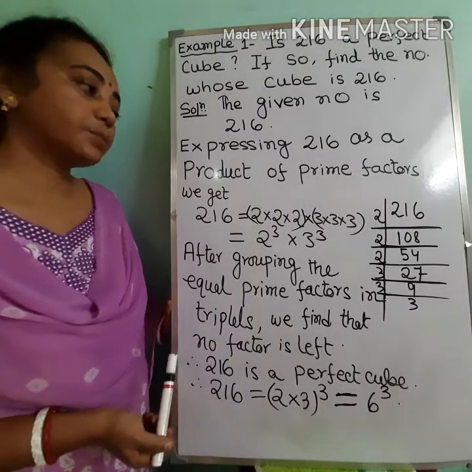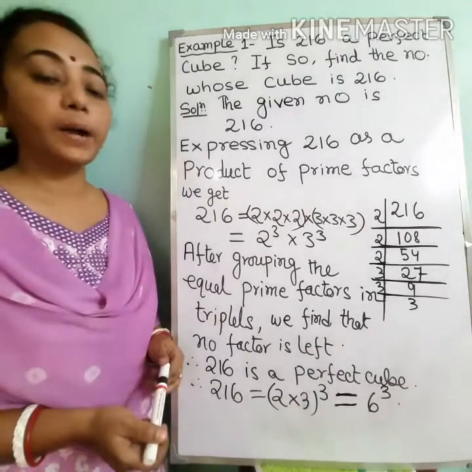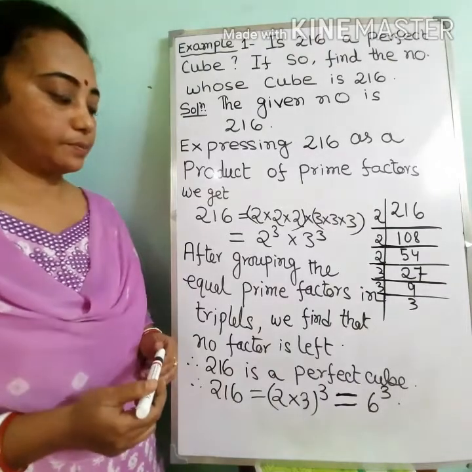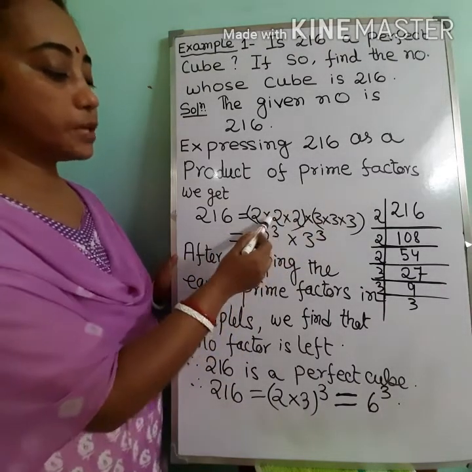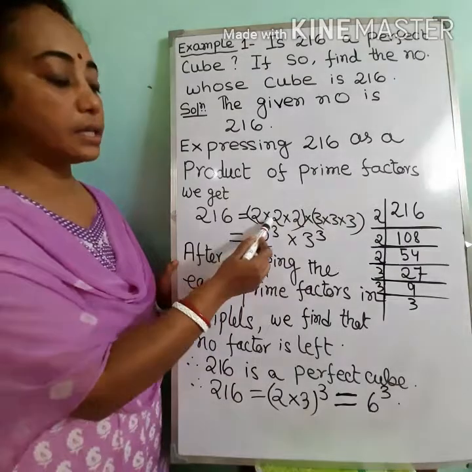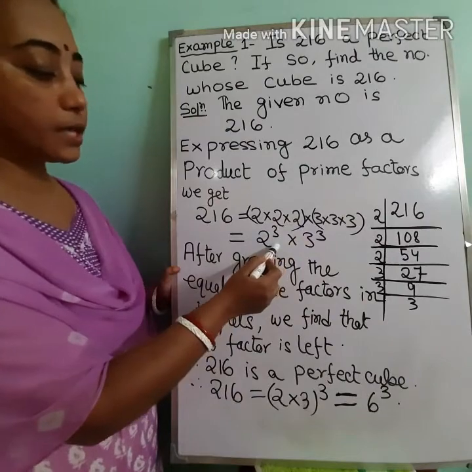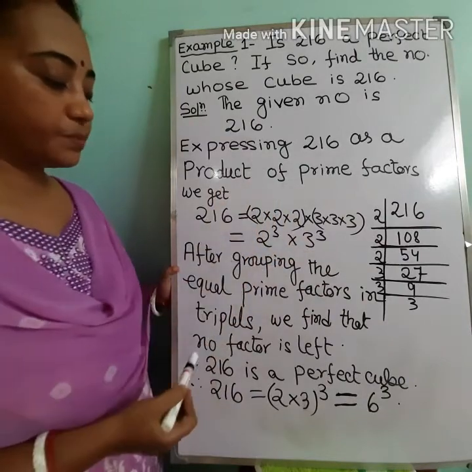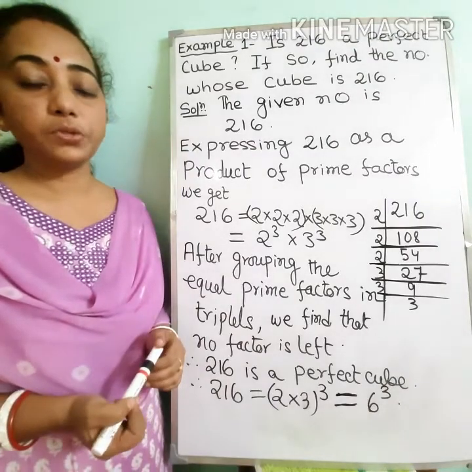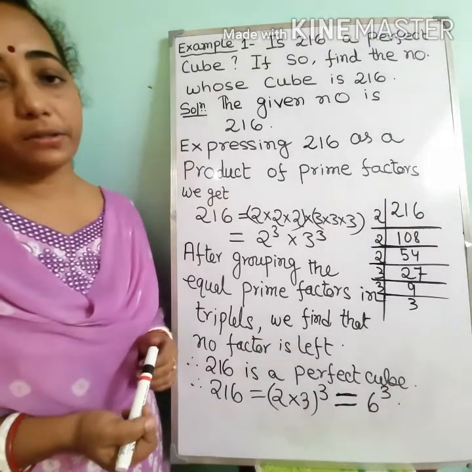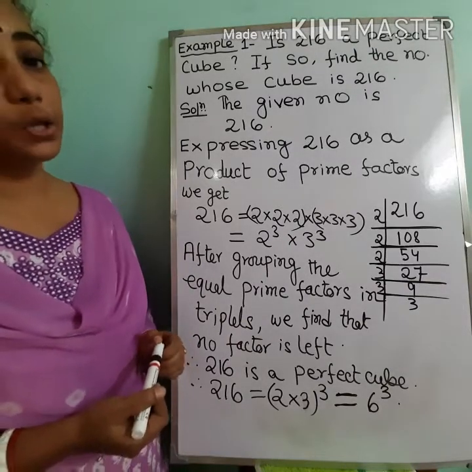After expressing as a product of prime factors, we make groups of the equal prime factors in triples. So here we can see that we are getting two groups. In the first group 3 2s are there. In the second group we are getting 3 3s, which can also be written as 2 cube multiplied by 3 cube. After grouping the equal prime factors in triples, we find that no other prime factor is left. So that means the given number is a perfect cube.